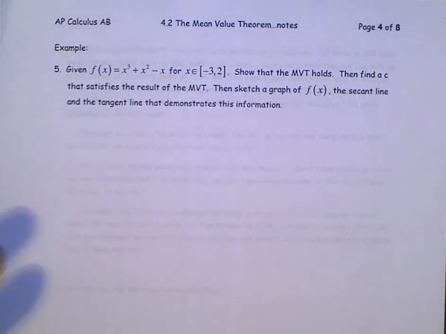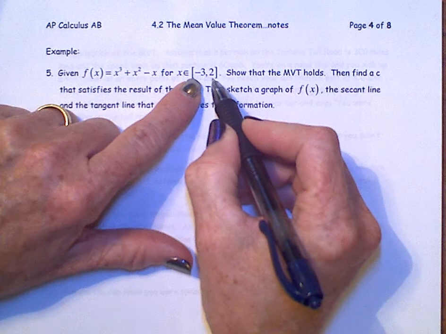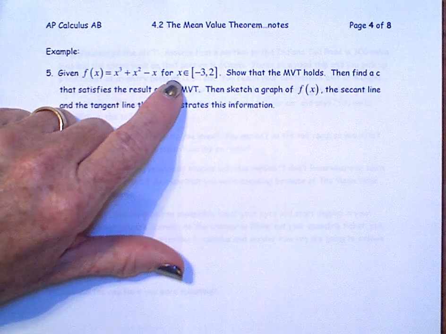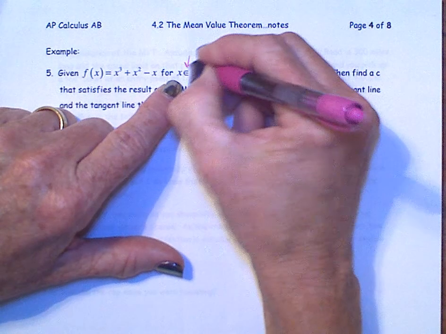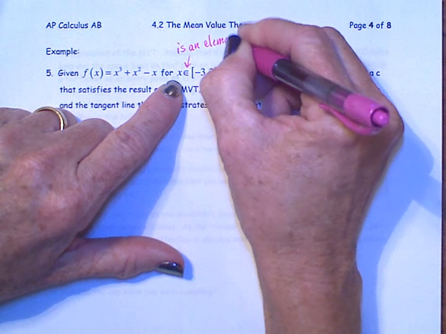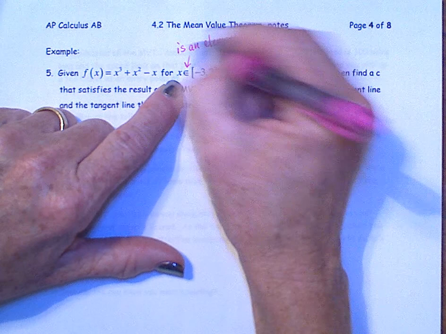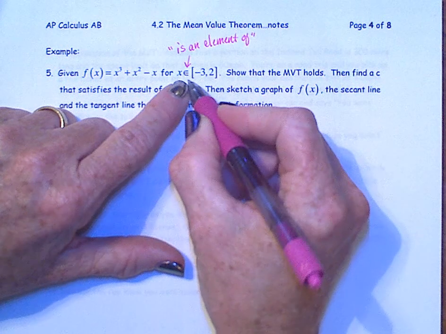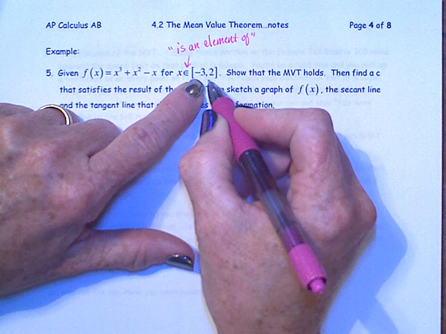AP Calculus, section 4.2, page 4. Looking at a mean value theorem example today. Given that f of x is x cubed plus x squared minus x, for x between negative 3 and 2, this little symbol here again means is an element of. So it means x is an element of this set between negative 3 and 2.